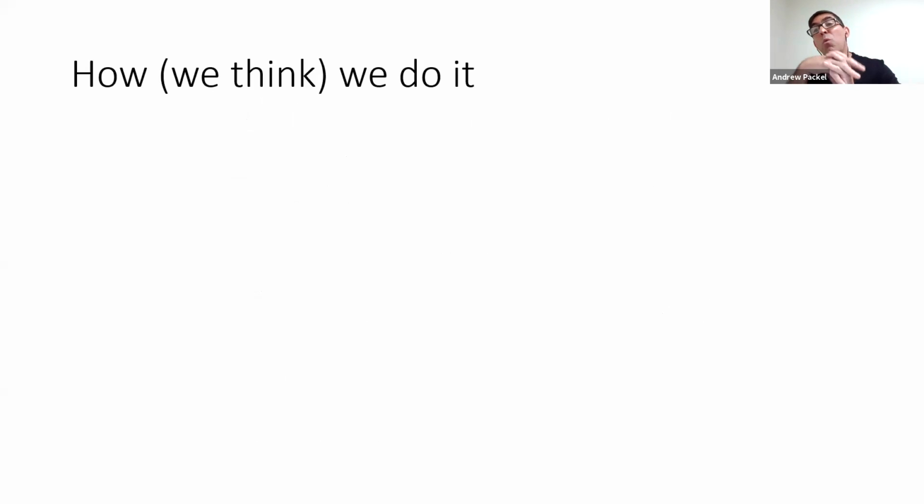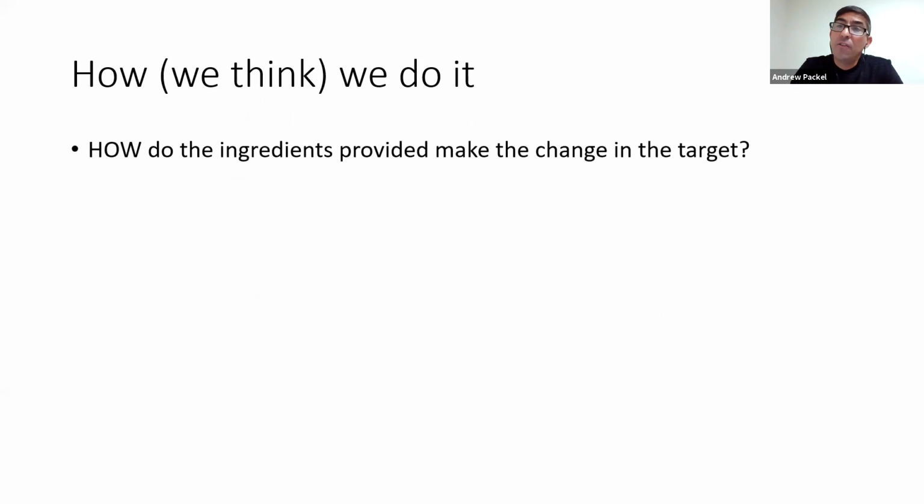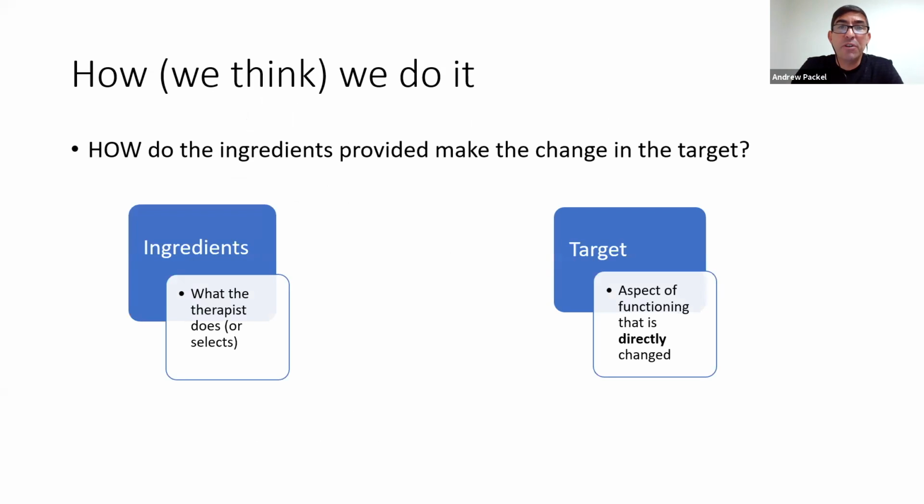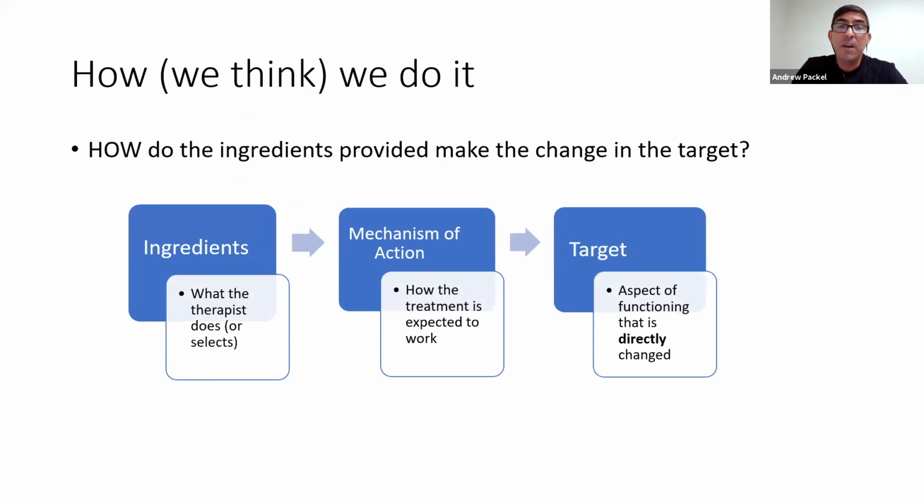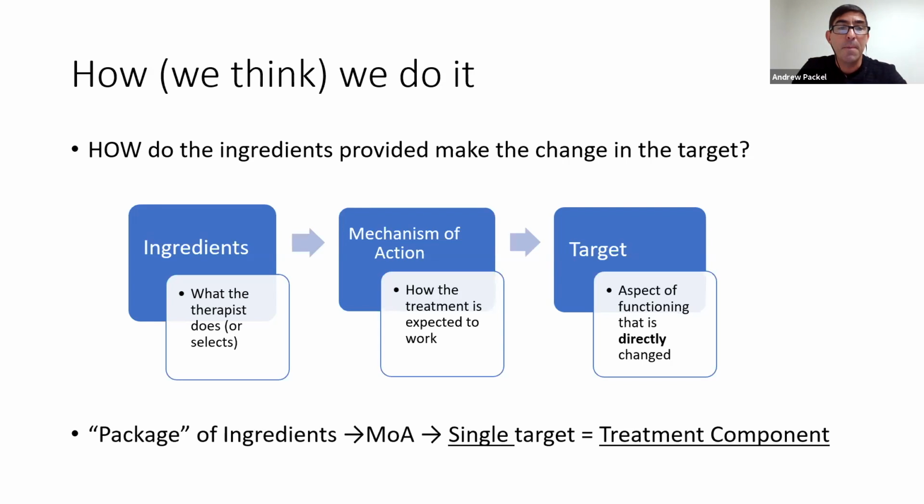So that's the what, what the clinician is doing, and then how we think we do it. When we're putting those ingredients into practice, how do those ingredients make that change in the target? We identify that as the mechanism of action, which is how we think that treatment is expected to work, what connects the ingredients that the clinician is putting into play to the target that they're trying to change. And then we refer to this package of ingredients leading through a mechanism of action to make the change in a single individual target as a treatment component.